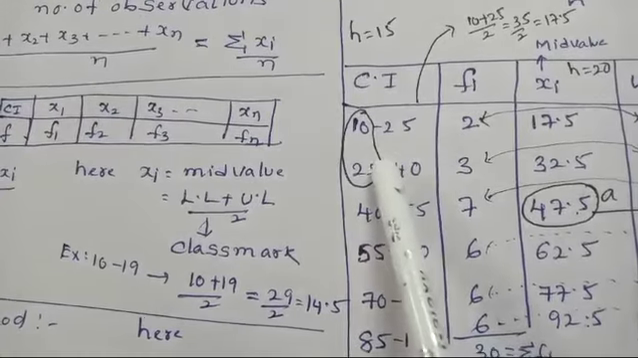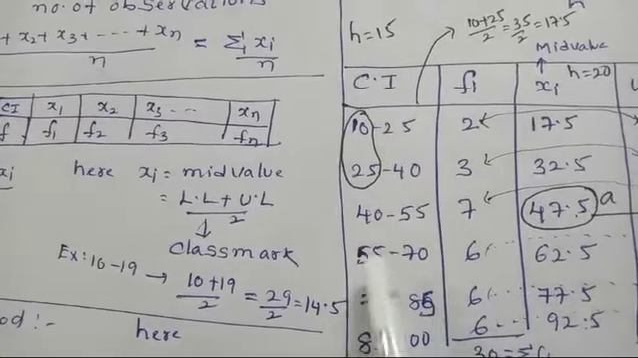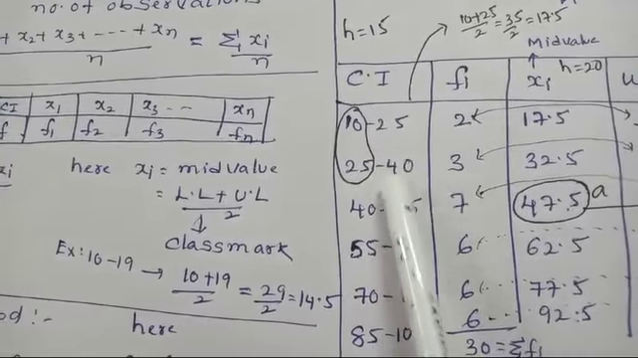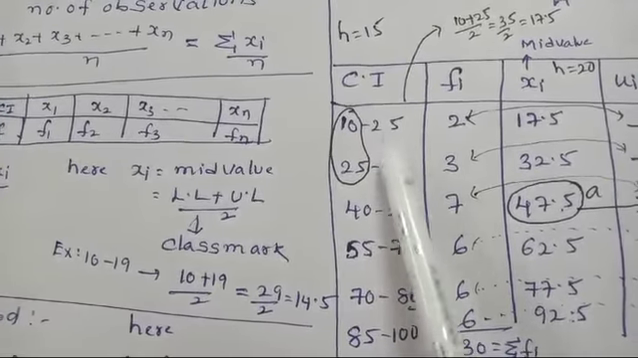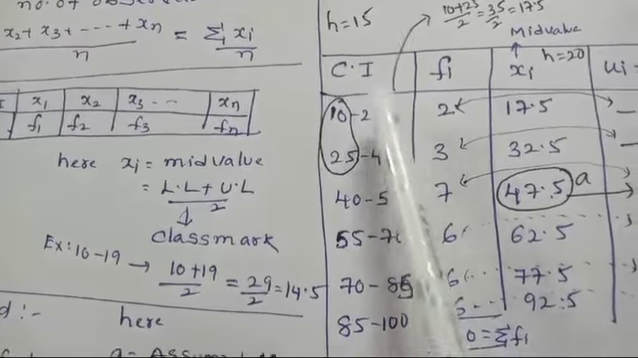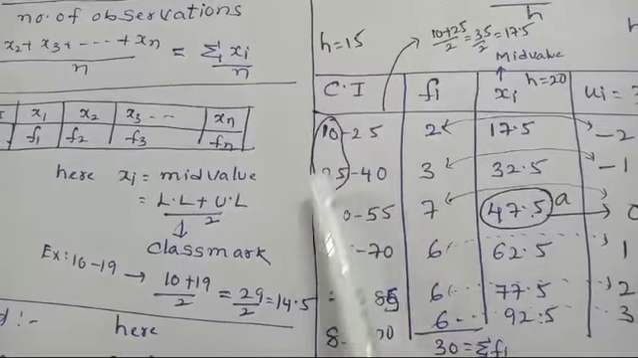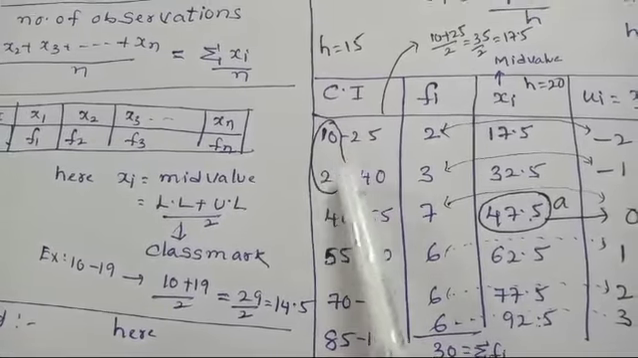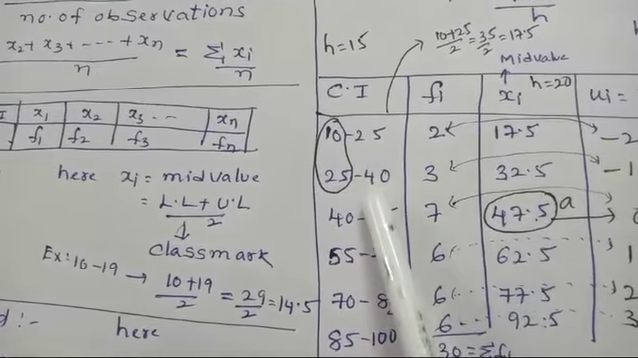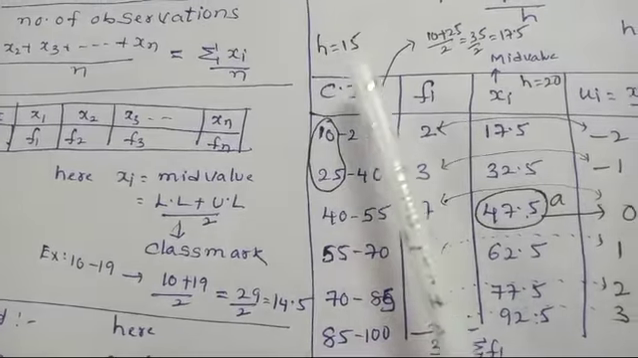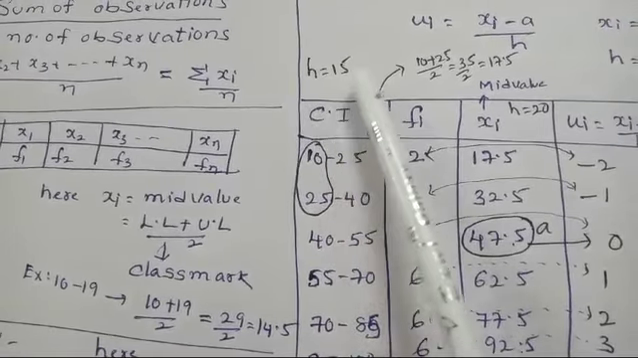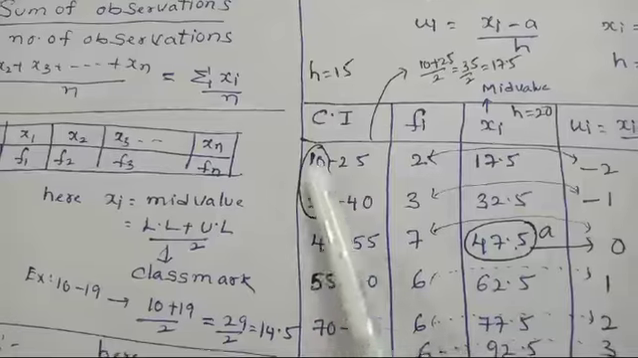40 minus 25 also gives 15, and 55 minus 40 also gives 15. Similarly, for successive upper limits, the difference 40 minus 25 is also 15. So what is class size? The difference of two successive lower limits, or upper limits, is called the class size. Class size is denoted by h. So here the h value is 15.